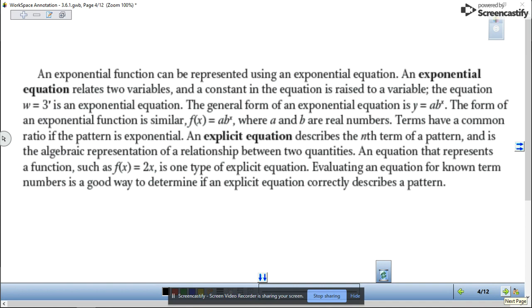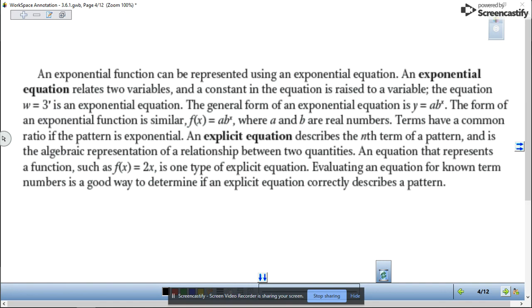So, an exponential function can be represented using an exponential equation. An exponential equation relates two variables, and a constant in the equation is raised to a variable. The general form is y equals a times b to the x power. Remember, you can't do a times b and then raise it to the power of x. You have to do b to the power of x and then multiply by whatever that number out front is.